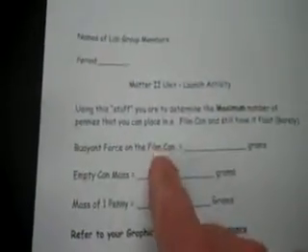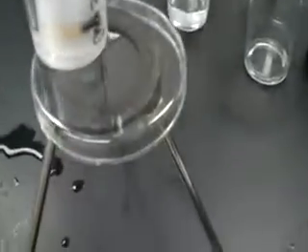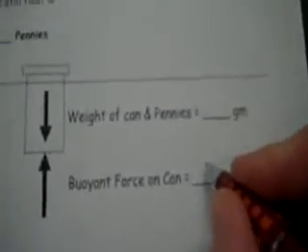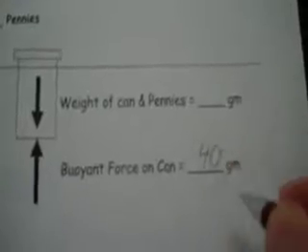So, here's the beauty of the whole thing. The buoyant force on the film can is exactly equal to the weight of the water that that film can displaces. So, we're going to go ahead and say, well, if it displaced 40 milliliters of water, then its buoyant force is 40 grams. That's pretty amazing, but that's true. Alright, so we write that in there. 40 grams is a buoyant force, and down here we write 40 grams.